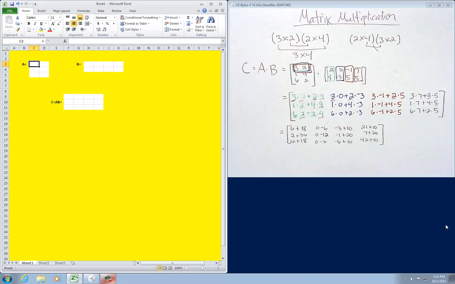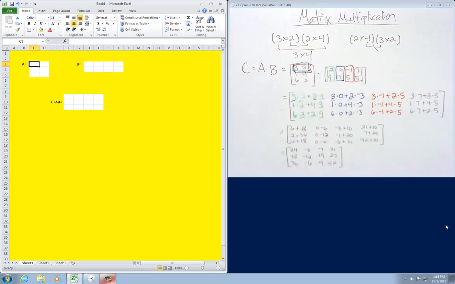And simplify that further to get our resulting matrix C. 6 plus 18, 24, 38, 30, and continue to simplify. There we go. We have a 3 by 4 matrix, which is what we should have gotten.